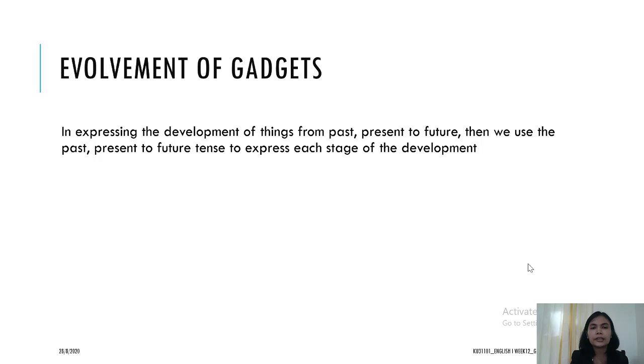When you're talking about the development or evolution of gadgets, there are some ways to express it by using past tense, present tense, and future tense. Obviously these tenses are very useful in expressing each stage of the development. So when you're talking about the past development, when it was first initiated or first invented by the inventor, you can use past tense. And then what happens nowadays, you can use present tense. And for the future, for prediction, you can use future tense. Okay, that's what we are going to see in the next slide.